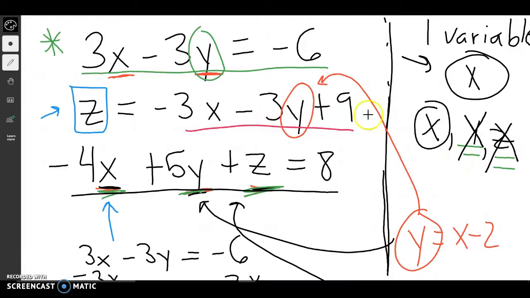Okay. So you get two variables solved for each other. You plug those things into your equation. You solve that, you find what x is, then plug that in, find y, then plug that in and find z. That's how you do substitution.